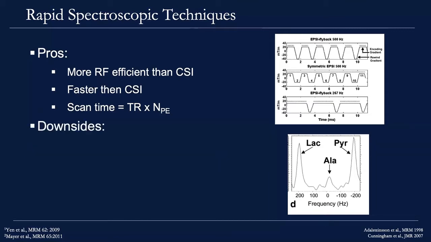But what are some potential downsides, or what's the biggest downside with an EPSI type approach? Anyone have any thoughts as to what would potentially be an issue here? So instead of having essentially the ADC tell us what our bandwidth is, what's our bandwidth determined by now?